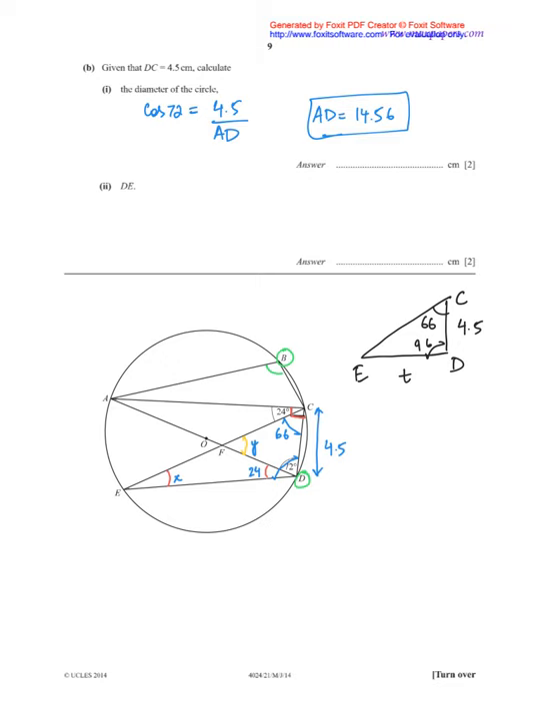Alright, so now we can apply the law of sines here, and the diameter of the circle is known, it's 14.56, right? Now the law of sines will be 14.56 divided by sine 96 is equal to t, that is unknown, divided by sine 66. So after solving you will get t equals 13.3 and that is your answer.